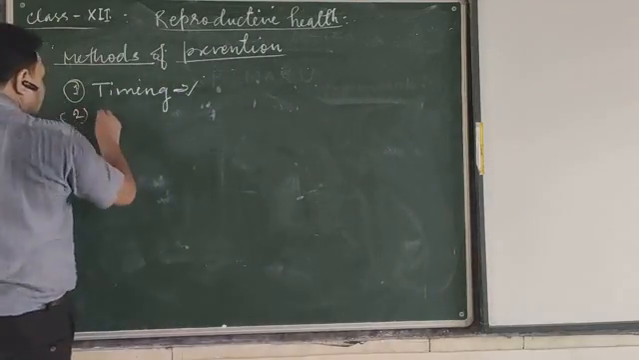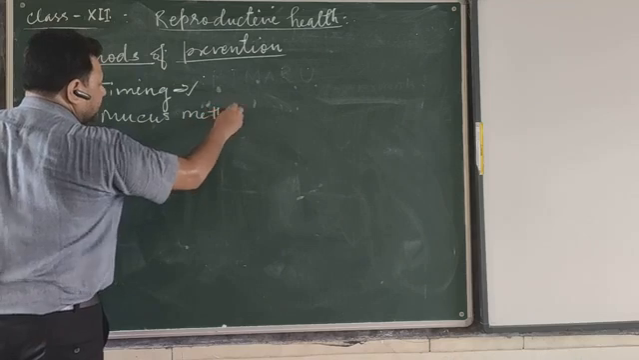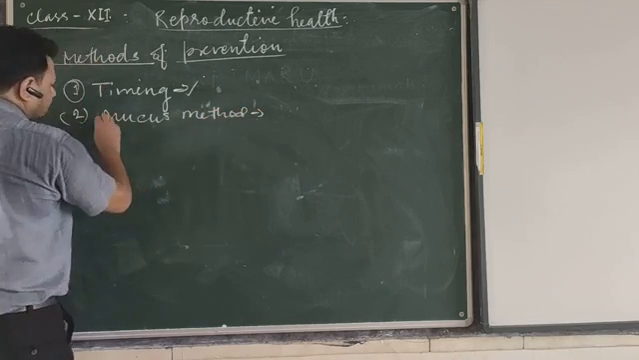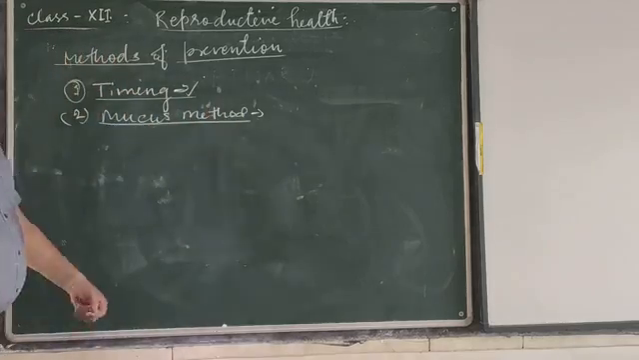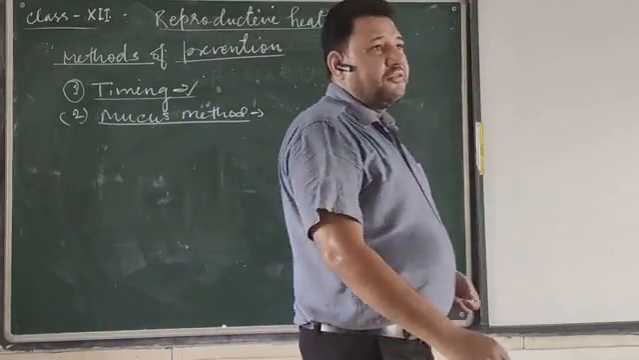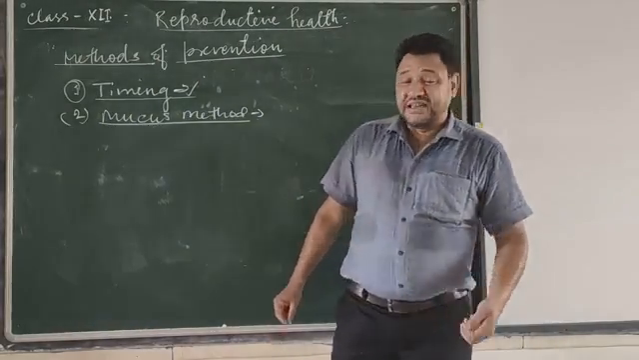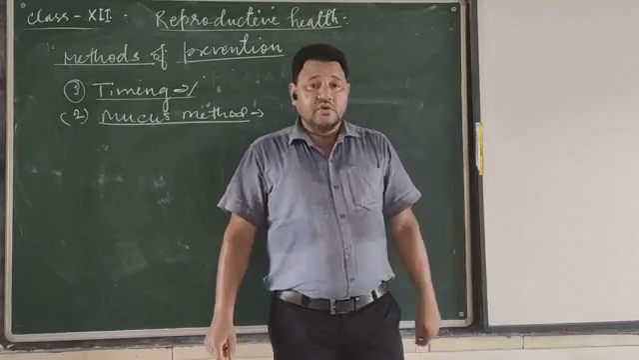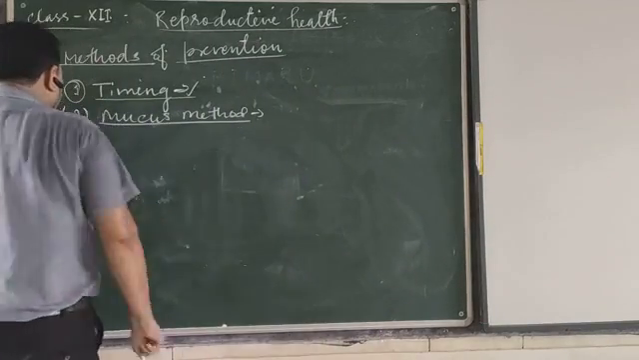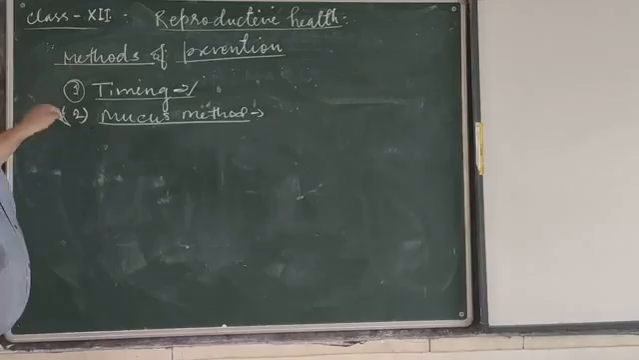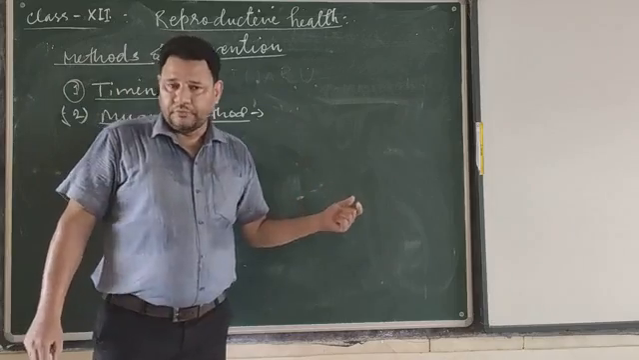Second is the mucus method. Continuous checkup of mucus secretion through the vagina is also a method by which we can prevent pregnancy, or we can have birth control.